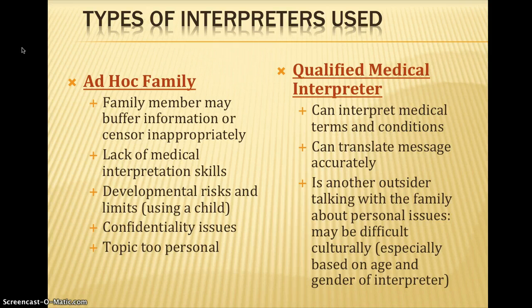A family member may be all you have. However, they may buffer information or censor inappropriately because they don't have medical interpretation skills or a good understanding of the medical terminology. If you're using a child, there are developmental risks and limits. There may be confidentiality issues, and the topic may just be too personal. A qualified medical interpreter can interpret medical conditions and translate accurately. They are an outsider talking with the family, so it may be difficult when there are specific personal issues, and it may be culturally not received as well.